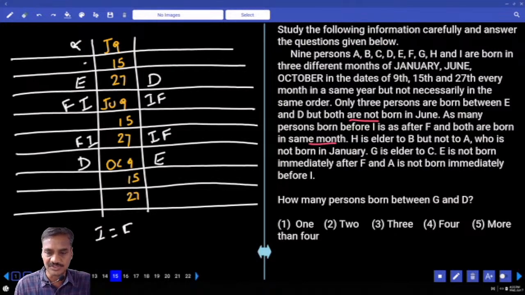Then H is elder to B. H is elder to B but not to A. H is younger to A. And A is not born in the month of January.